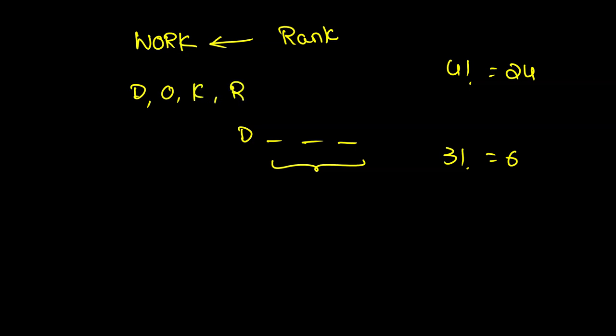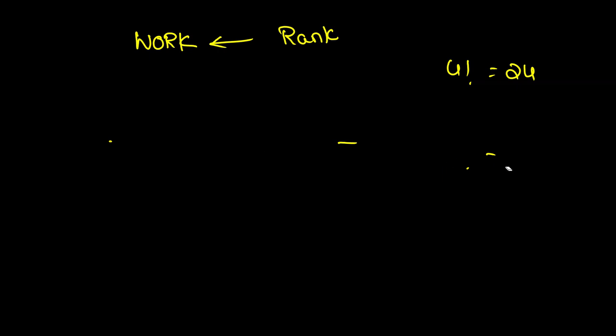This is in alphabetical order: D, K, O, R. I need to find the rank for the word WORK. Work has 4 letters, 4 factorial, 24 is the total number. Your answer should be from 1 to 24. Hope you are clear with that. What is the first rank? Rank 1 is DKOR. D is not there, right? I removed the D and again it is the same perception.